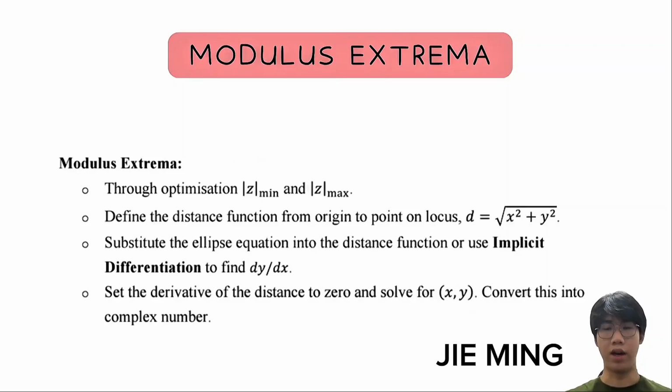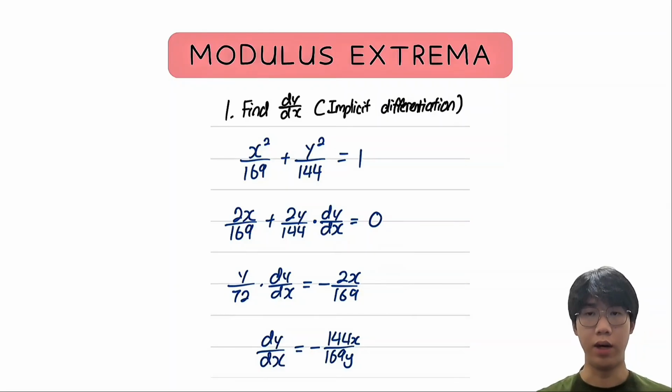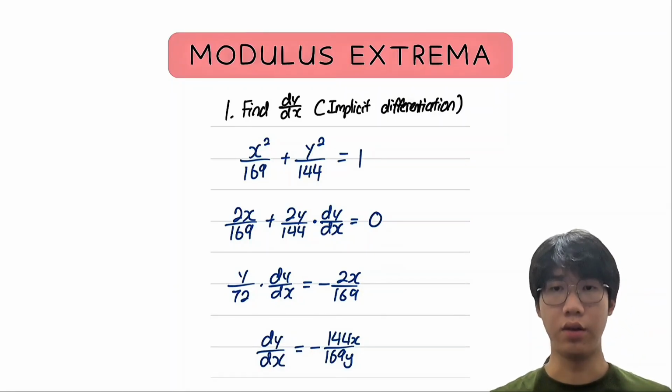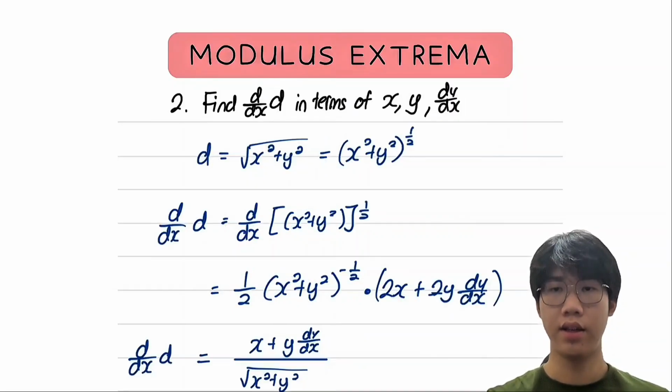Okay, so moving on, we need to find the modulus extrema, which is the minimum or maximum value of a function. So first of all, we need to find dy dx through implicit differentiation. So this equation is the equation we are given, the equation of the ellipse, and then we differentiate it to find the dy dx. So next up, we need to differentiate the function of distance, and then after differentiating it, we will get the dd dx in terms of x, y, and dy dx.